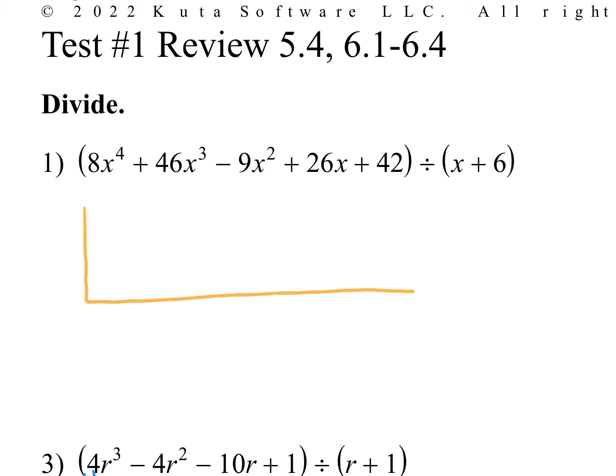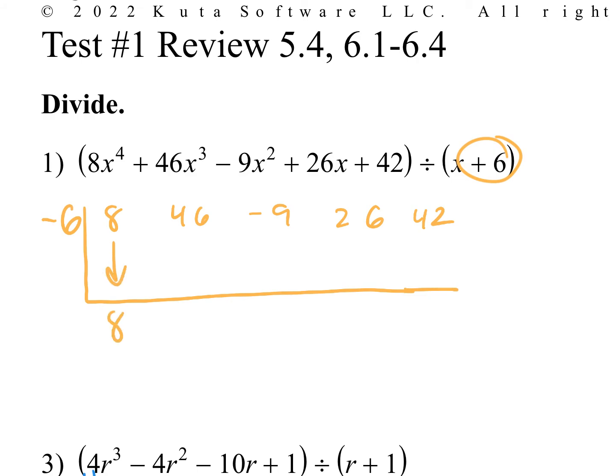Synthetic? Okay, so what's going to go in the box? Oh, wait, hold on. I start on the outside. Okay, what number goes outside? First, we gotta put the 6 on the outside. Positive 6 or negative 6? Positive 6. Negative. Isn't it the one where you flip it? Negative 6. We changed the sign. We'll put it in. In the box goes 8, 46, negative 26, 42. Okay. Then bring the 8 all the way down.